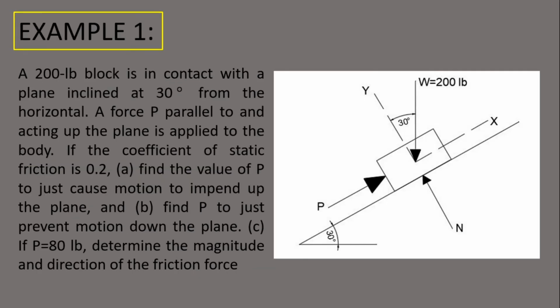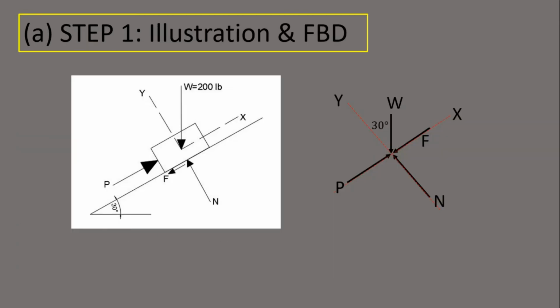So for example, we have a 200-pound block which is in contact with a plane inclined at 30 degrees from the horizontal. A force P parallel to the plane and acting up the plane is applied to the body. If the coefficient of static friction is 0.2, first we have to find the value of P to just cause motion to impend up the plane. Second, find P to just prevent motion down the plane. And third, if P is 80 pounds, determine the magnitude and direction of the friction force.